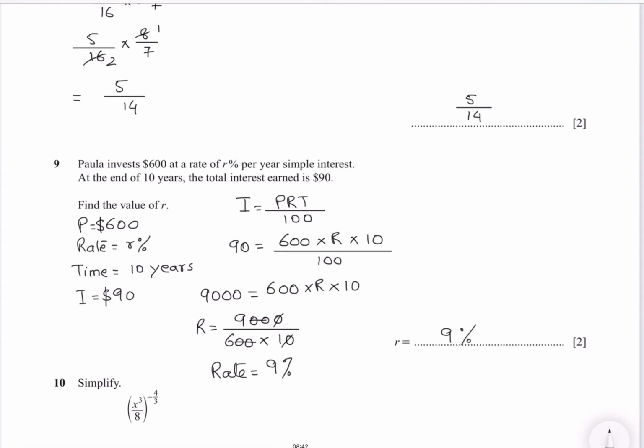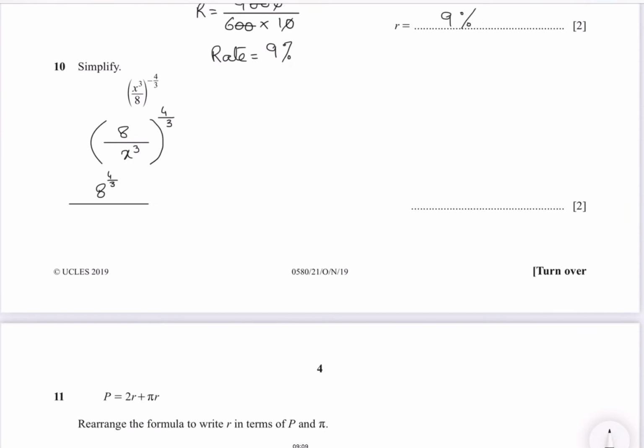Question number 10 is (x power 3 over 8) whole power minus 4 over 3. So if you reciprocate the value written inside the bracket, the power becomes positive. So you write 8 over x power 3 and now you can write positive 4 over 3.